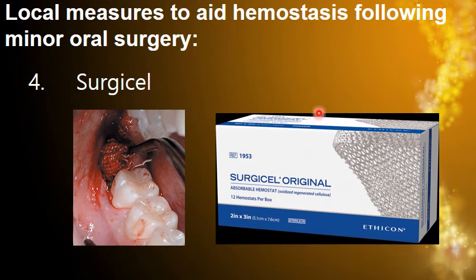Another agent that controls hemorrhage in oral surgery is Surgicel. What is Surgicel? It is a topical resorbable hemostatic agent consisting of oxidized cellulose. It is like a mesh of oxidized cellulose that I put inside the socket. The main mechanism of action for Surgicel is the formation of a matrix that will help in the aggregation of platelets and accelerate the formation of a platelet plug.